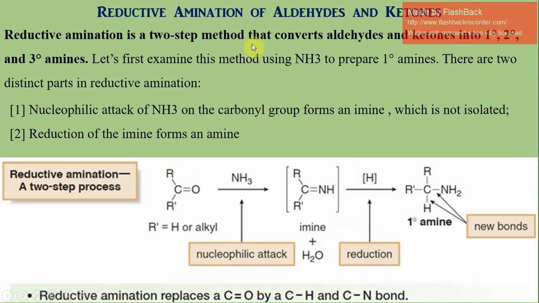The next method is reductive amination of aldehydes and ketones. Here, a carbonyl compound: if one among R or R dash is hydrogen, then it is an aldehyde. If both are alkyl groups, then it is a ketone. An aldehyde or ketone on treatment with ammonia, we end with imine. This imine, after reduction with some hydride donors, we end with primary amine. And this is called reductive amination.